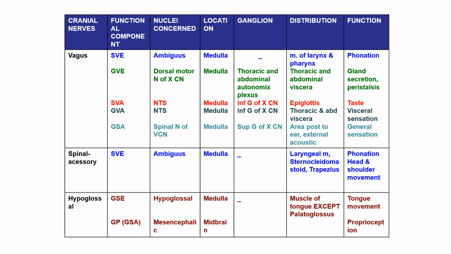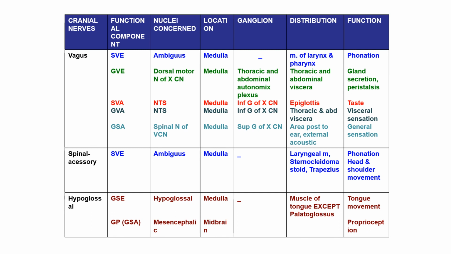The third component is the special visceral afferent component. The nucleus concerned with this is the nucleus of tractus solitarius, which is located in the medulla oblongata. The ganglion concerned is the inferior ganglion of the vagus nerve. The fibers are distributed to the epiglottis and help in carrying taste sensation from this region.